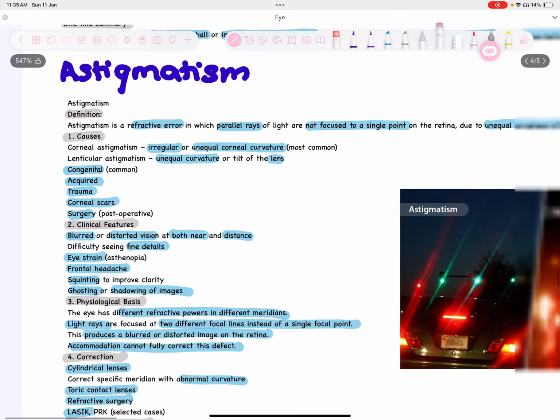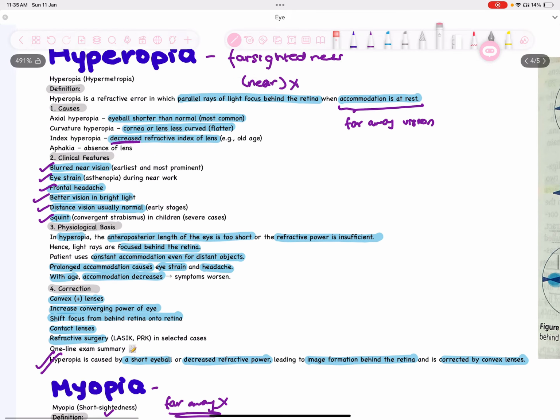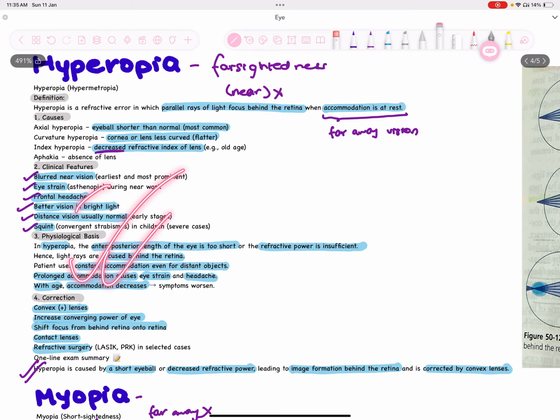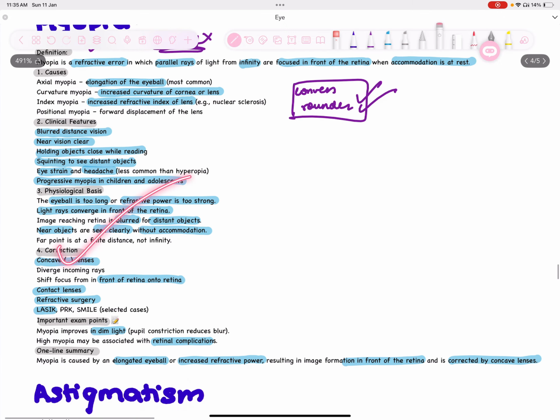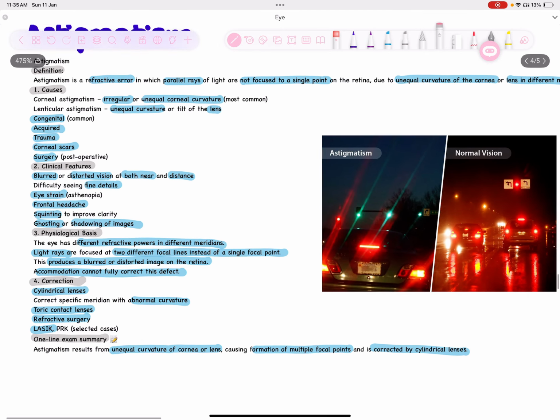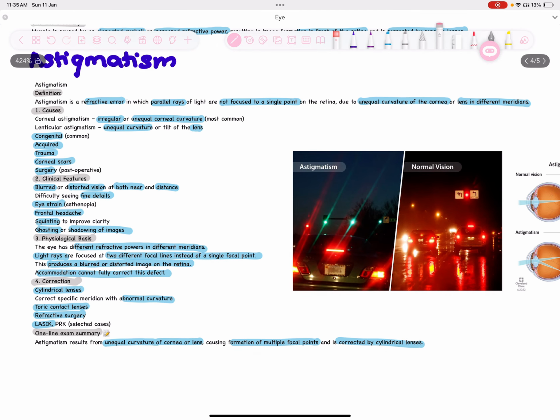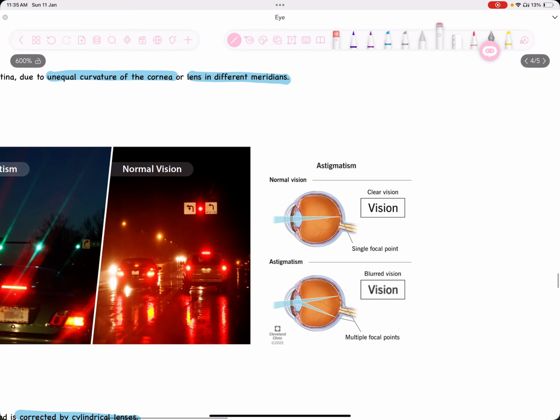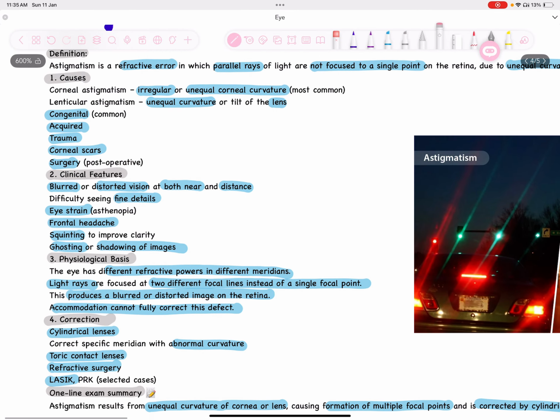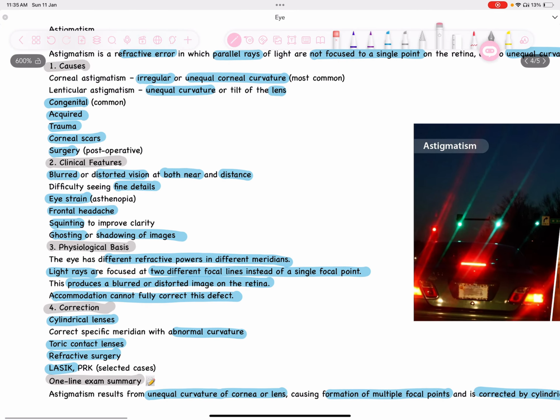Moving forward, and also here you see things better when they are in bright light, but here you see things better when they are in dim light. So here, astigmatism is because of a lot of focal points. There are a lot of focal points, and there's unequal curvature of the cornea and lens, because of which there are multiple focal points, because of which the image is blurred. There is blurred vision.